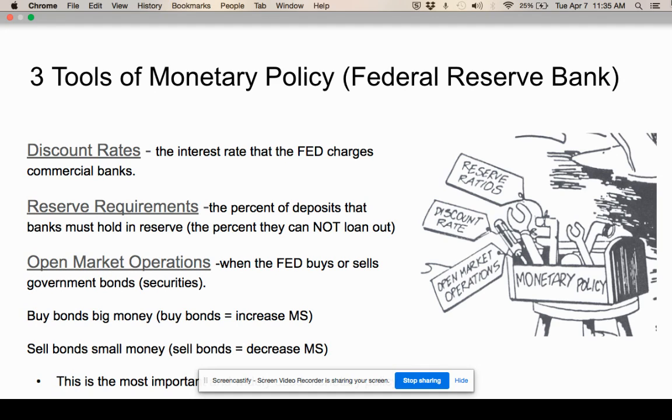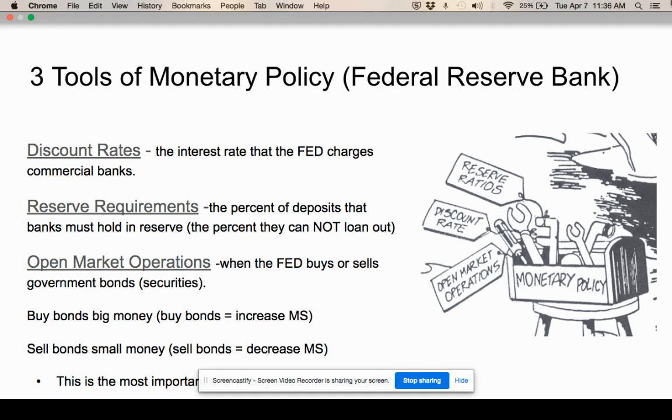Reserve requirements I've already taught you about. This is the percent of deposits that banks must hold in their reserves, aka the percent that they can't loan out. This is set by the Federal Reserve. Finally, there are open market operations. It's the most important one. It's used most often. And this is when the Fed either buys or sells government securities, aka bonds.